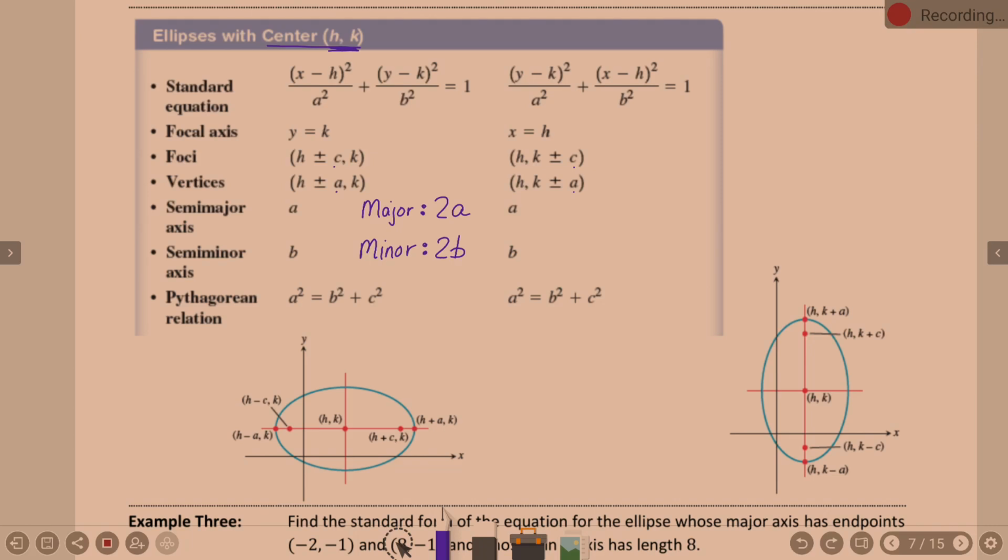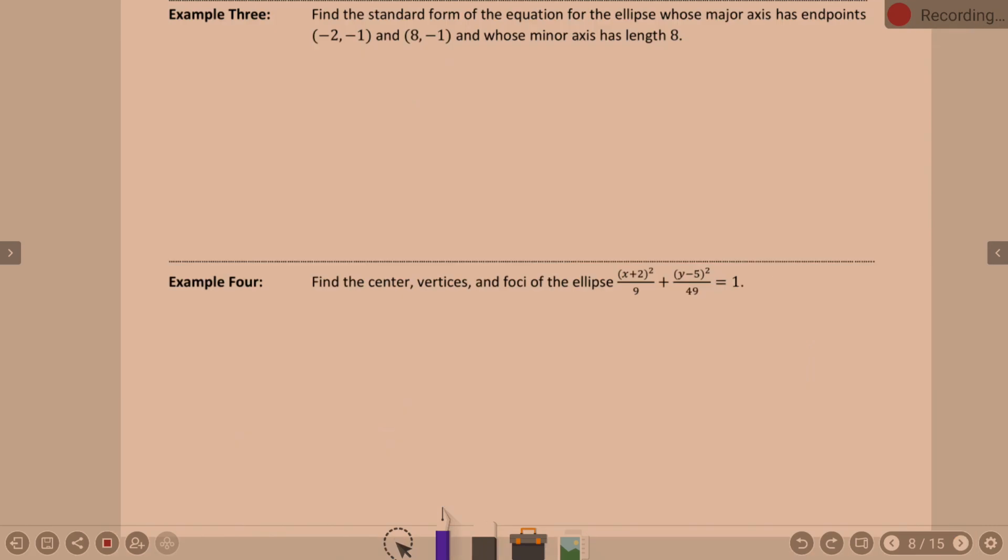Let's jump into 3. I mean, I could spend a ton of time going over this chart, but really, it's like the front. We just have to jump in. Okay, example 3. Find the standard form of the equation for the ellipse whose major axis has endpoints at (2, -1) and (8, -1), and whose minor axis has a length of 8.